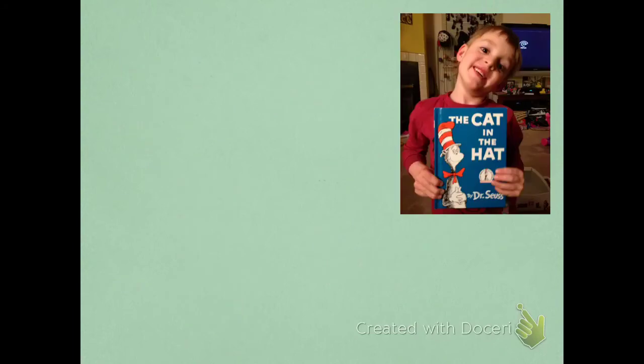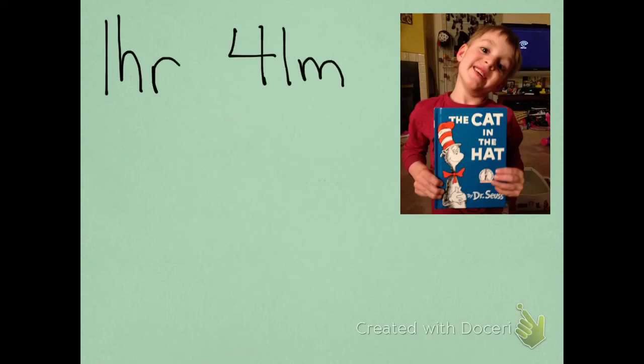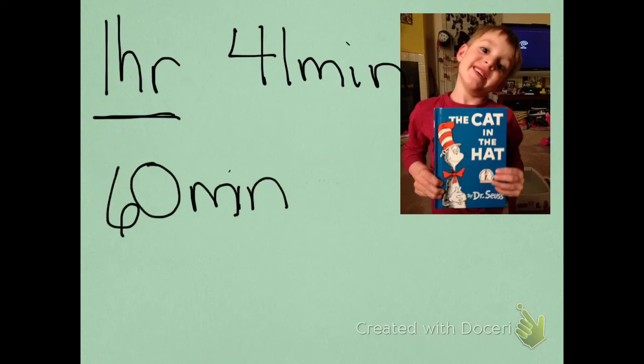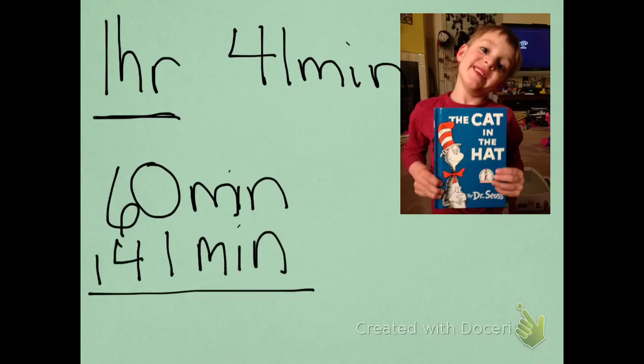Now let's say Jack read his books for 1 hour and 41 minutes. And he wants to know how many minutes he read altogether. So I'm going to have to take this hour and figure out the minutes. So I know that in 1 hour there are 60 minutes. So he read for 60 minutes, but then he read for another 41 minutes. Now what I need to do is I need to combine them. I need to add them up to figure out the total number of minutes. So if I add this up, Jack read for a total of 100 minutes. Way to go, Jack.